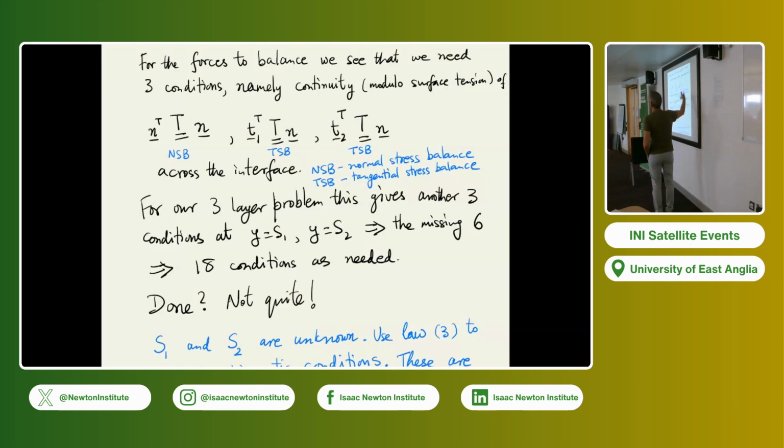So going back to our count, this 3-layer problem with the 2 interfaces, we said we get 3 of these at each interface, so that gives me the additional 6 missing conditions. There are 18, but that's not the full story, right? Because I also have these unknown shapes that I need to work out. I need equations for those as well.